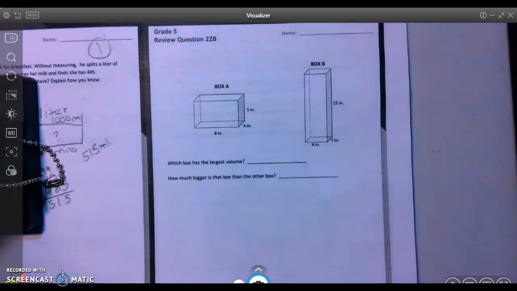Boys and girls, it's time for review question 22, so make sure you have out your game board packet and let's get started. It says, which box has the largest volume?